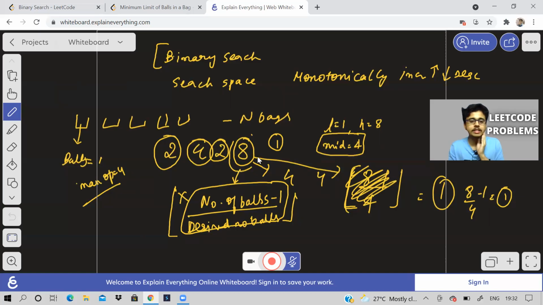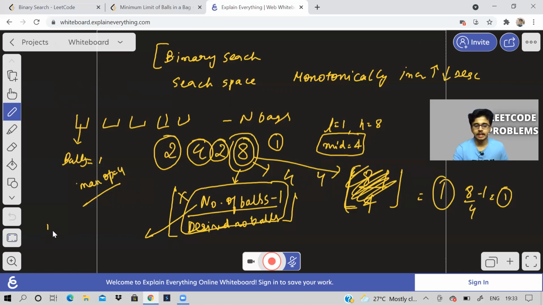This bag which contains 8 balls, if I want to split it into bags such that each bag contains 4 balls at most, I need only one operation. And how to find for other examples? As I told, number of balls minus 1 divided by desired number of balls.